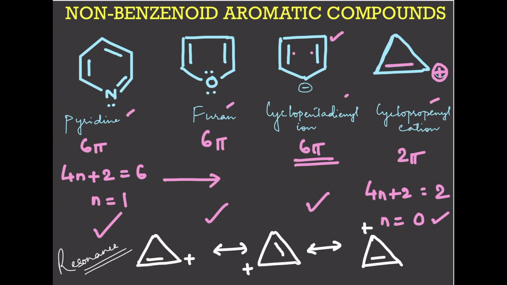So any system which undergoes resonance is having conjugation in its structure, and the pi electrons present in them are delocalized. So all the conditions of Huckel's rule are satisfied in cyclopropenyl cation. As you can see, it is cyclic, it is planar, it is conjugated because it shows resonance, and it also has a delocalized 4n plus 2 pi number of electrons in its structure. Thus all these compounds that you can see, which are non-benzenoid, have aromatic character because they satisfy Huckel's rule.